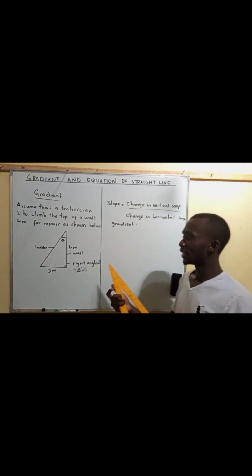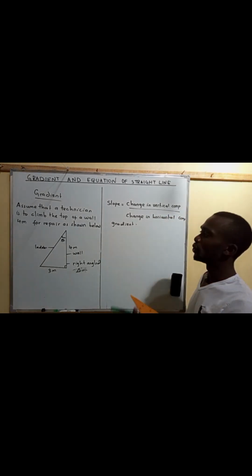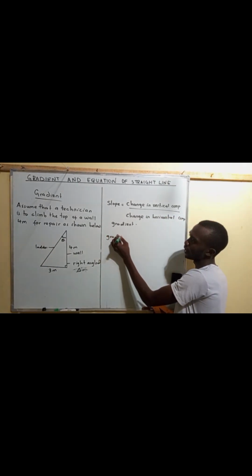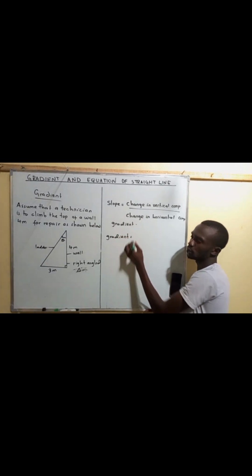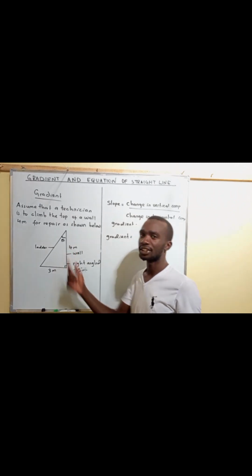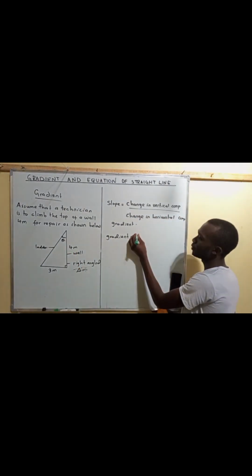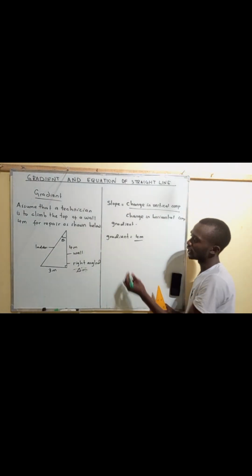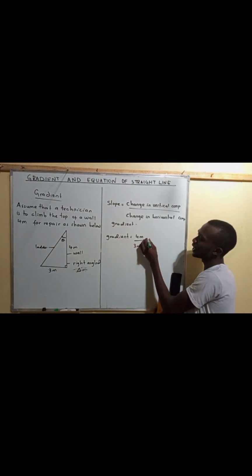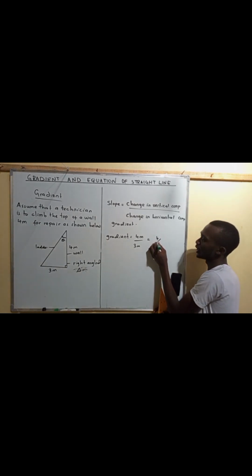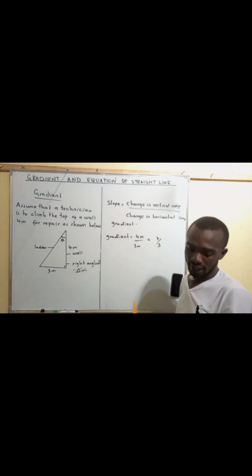Now, from the example that we have here, to find the gradient of the ladder, the gradient is equivalent to the change in the vertical component. So the vertical component is 4 meters, divided by the change in the horizontal component, which is 3 meters. So the gradient of this ladder is the same as 4/3. So this is the gradient of the ladder.